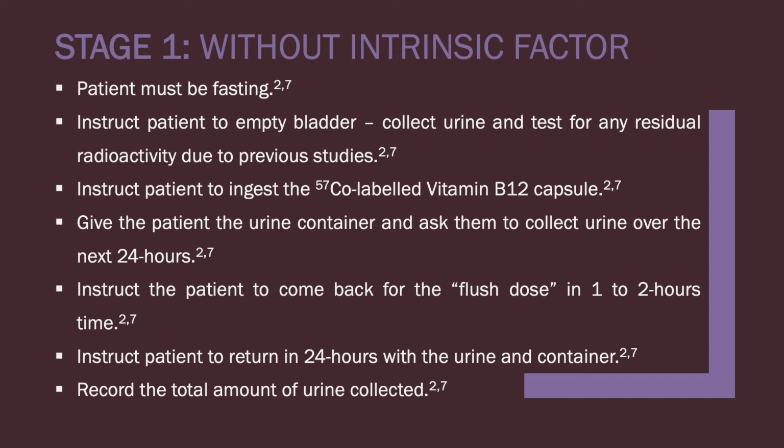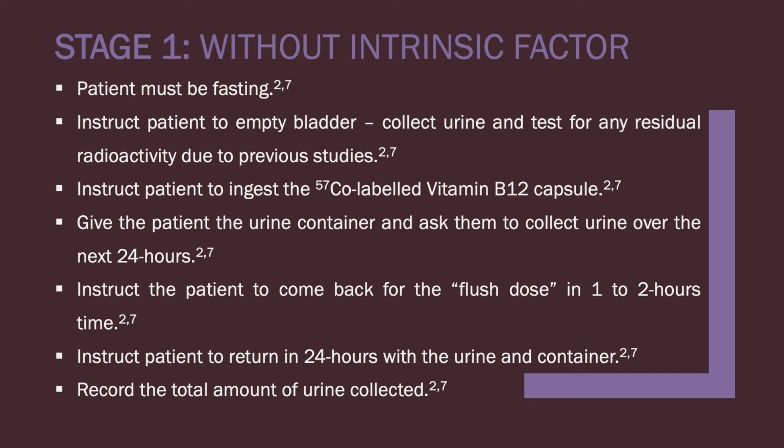So stage 1 is performed without the intrinsic factor. The patient must be fasting, so control to ensure your patient is fasting. Instruct the patient then to empty the bladder and collect your pre-dosing urine sample. Instruct the patient then to ingest the radioactive capsule and note the time of administration on the paperwork. The patient should then be given the 24-hour urine collection container and start collecting immediately.